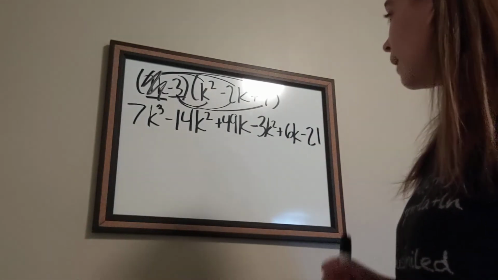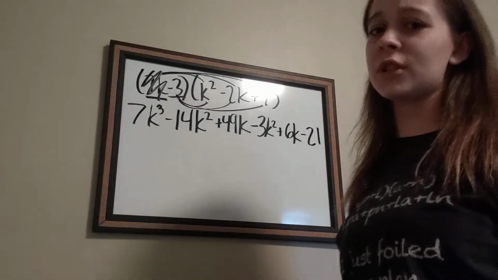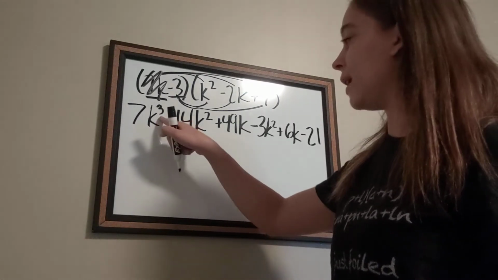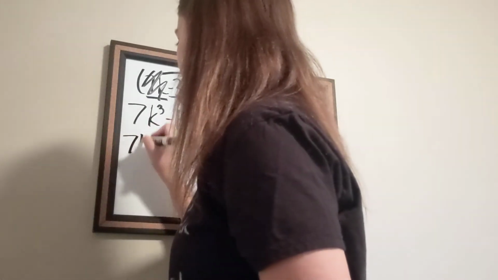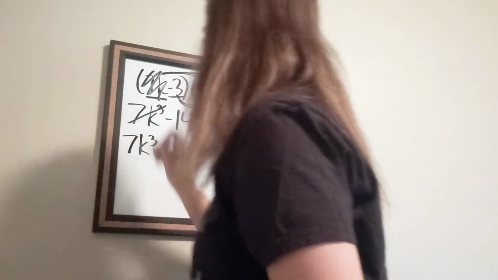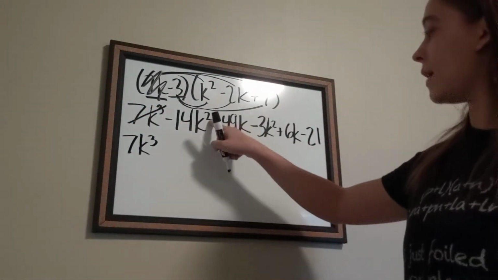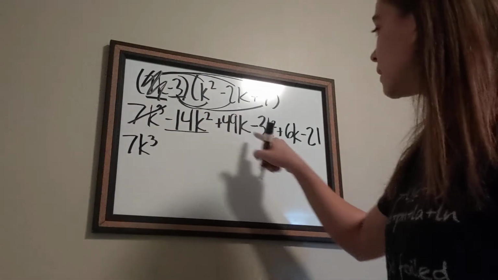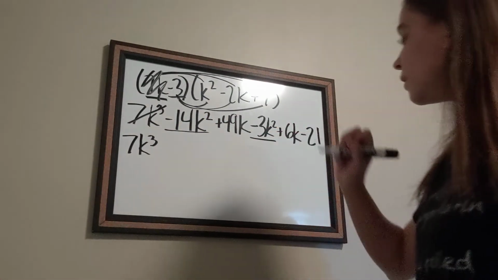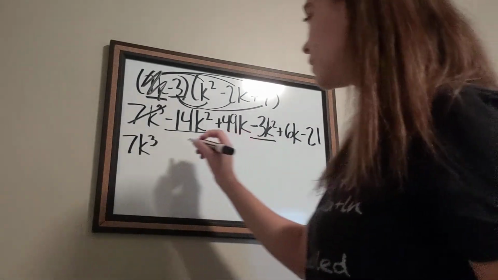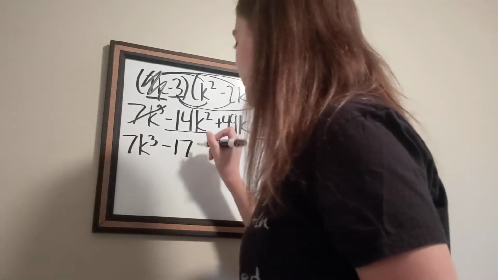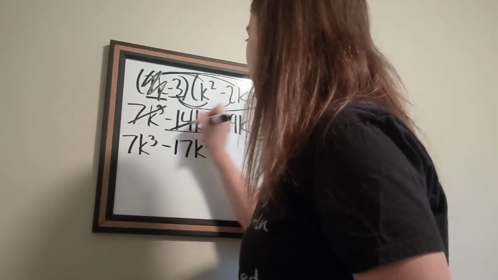However, I need to look for like terms. Let's just start at the beginning. 7k to the third. That's the only k to the third, so it is not going to change. This one is a k squared. There is another k squared down here, so those can be combined. Negative 14 minus 3 is negative 17, and the k squared part stays the same.